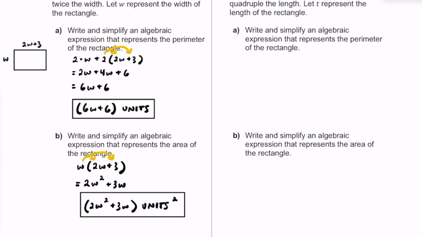All right, in part C, we're going to find the perimeter if W is equal to 6. So this is the perimeter expression we got earlier, so let's just use that.